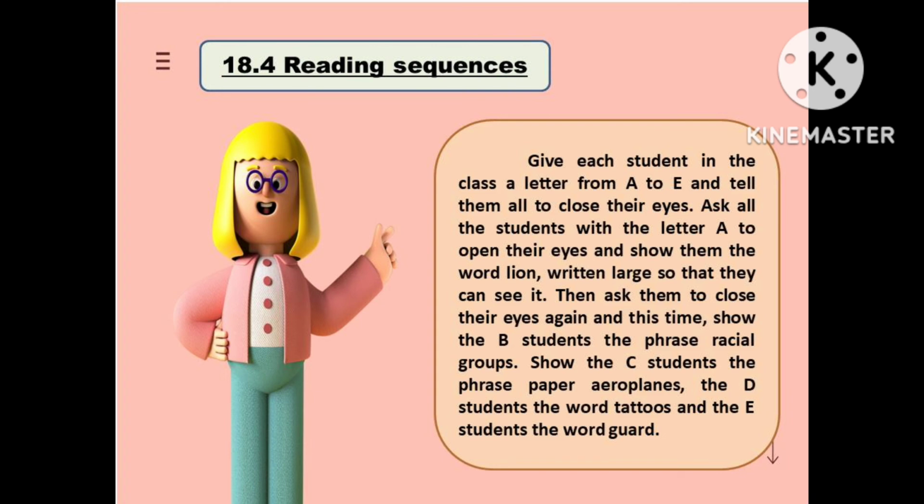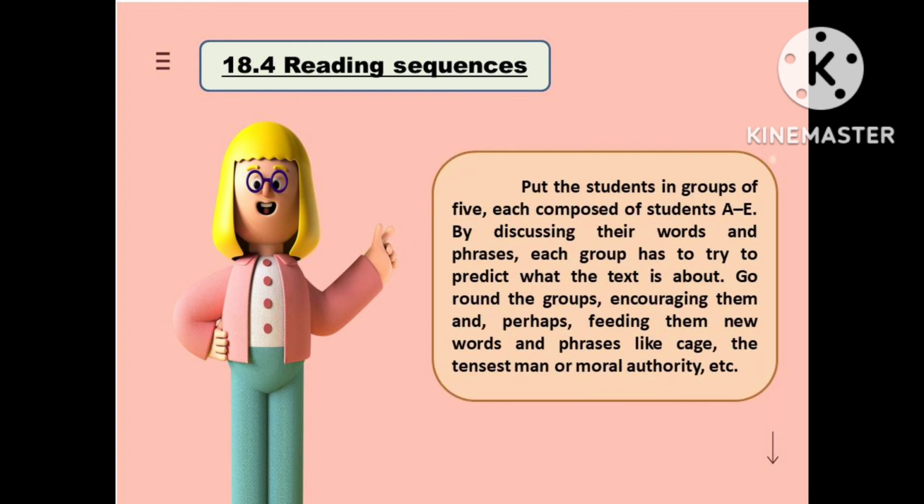So first, give each student in the class a letter from A to E and tell them all to close their eyes. Ask all the students with the letter A to open their eyes and show them the word lion, written large so that they can see it. Then ask them to close their eyes again, and this time, show the B students the phrase racial groups. Show the C students the phrase paper aeroplanes, the D students the word tattoos, and the E students the word guard. Then put the students in groups of 5, each composed of students A to E.